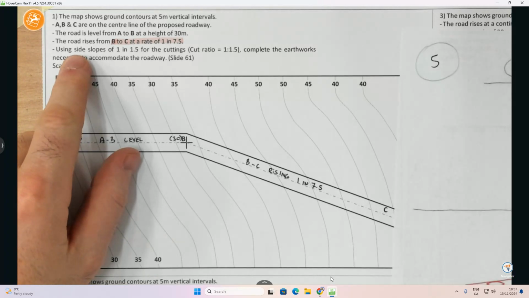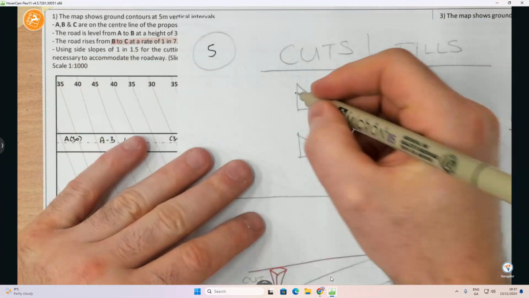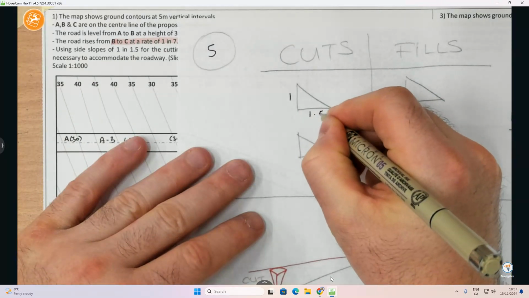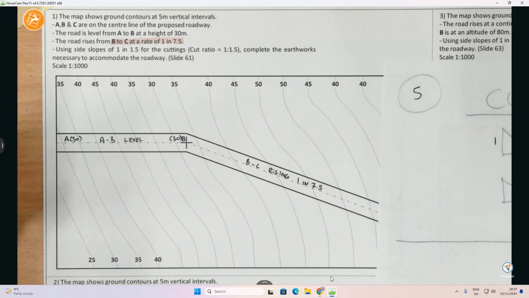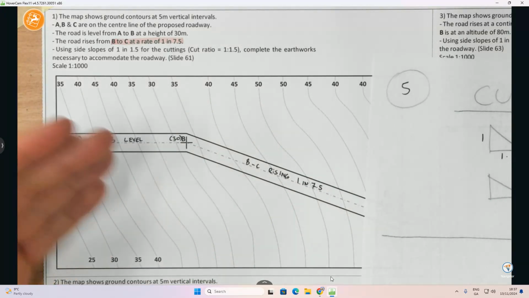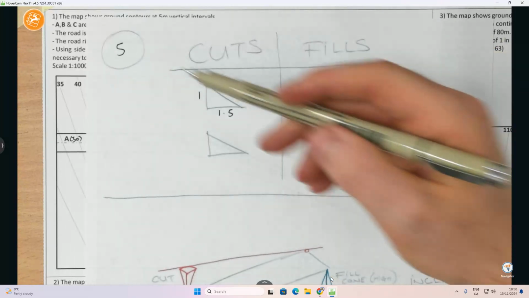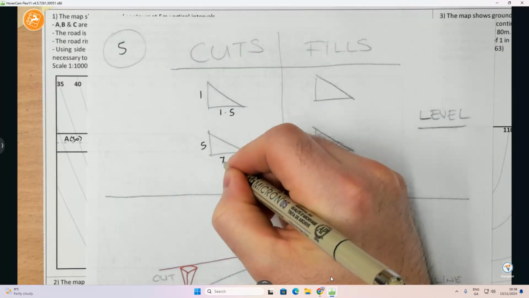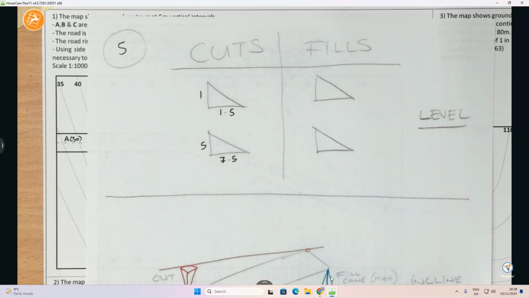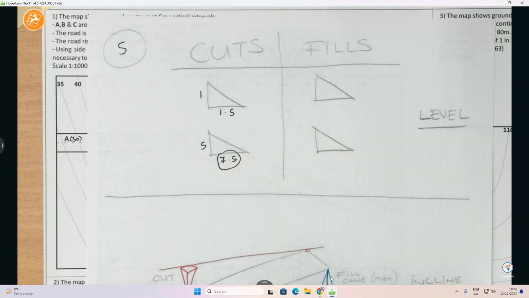It then tells us to use side slopes of 1 in 1.5 for cuts. So in my cuts, I'm going to go 1 is to 1.5, and complete the earthworks necessary to accommodate the roadway. Clearly, we're not having to do any fills, it's all cuts. First, I'm going to work out my increments up here. 5 times 1 is 5, and 5 times 1.5 is 7.5. Therefore, when I'm doing my increments in a while, I'm going to use 7.5. That's how much I'm going to be stepping out.